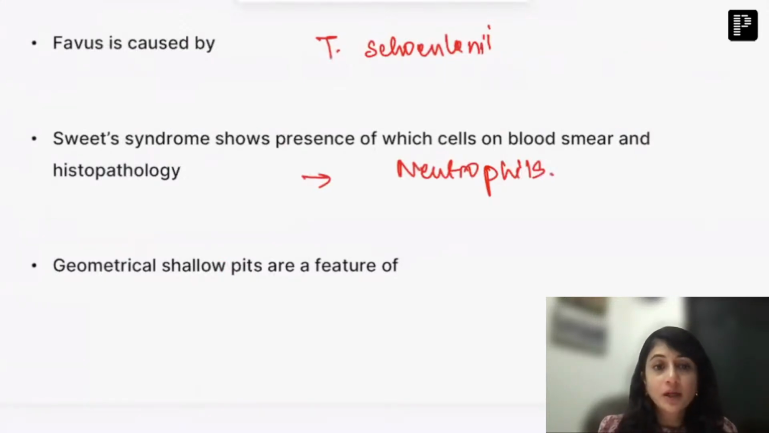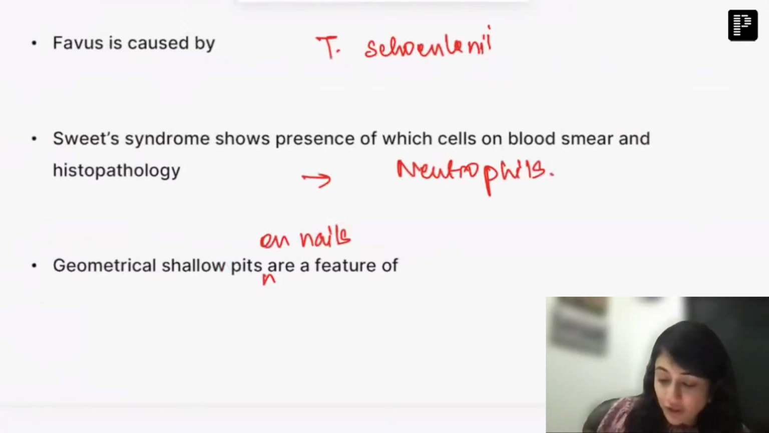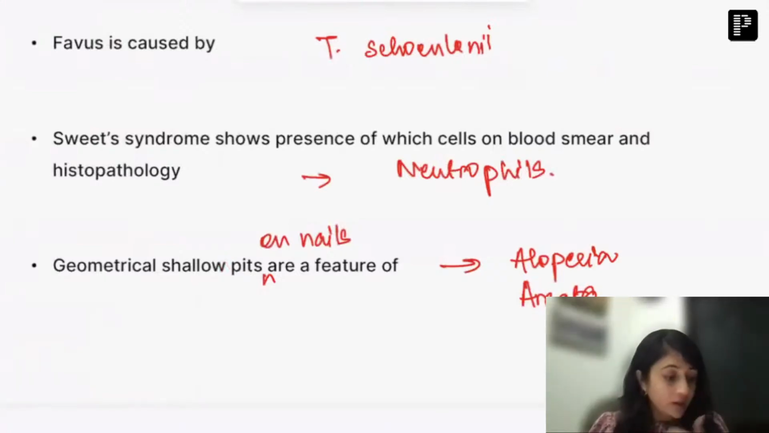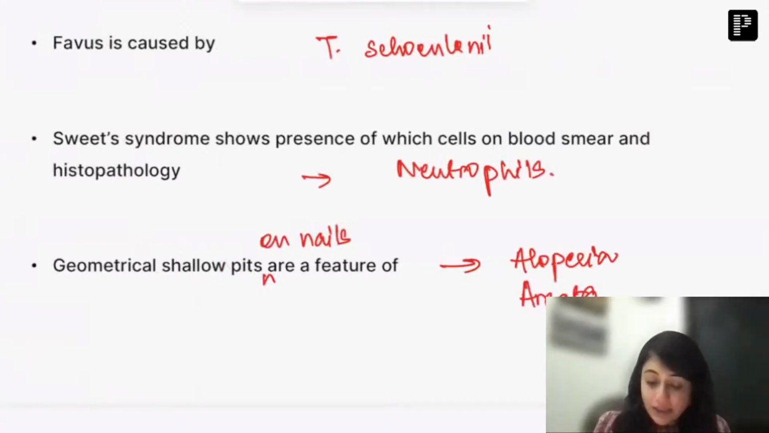No, not pitted keratolysis. Geometric shallow pits on nails. I think I'll be more specific here. That will make it easier. So if there are geometrical shallow pits on nails, they are a feature of alopecia areata. With psoriasis, you see deep, random, irregular pits. Yes, I'm so sorry. I think you get confused. I was talking about pits on nails. So the geometric shallow pits on nails is seen with alopecia areata, right?